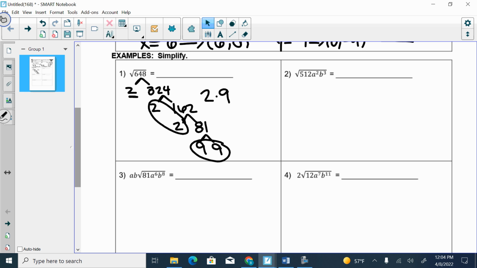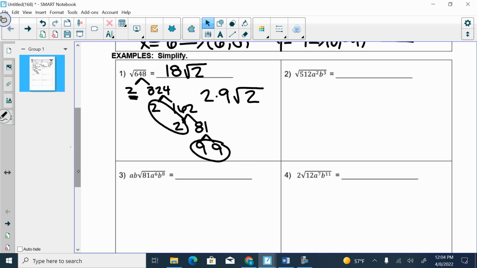Very good. So I'm going to multiply those 2 things together, but what was left over without a pair? So I'm going to have to leave a 2 underneath there. It didn't have a pair. All right, so I'm going to simplify this. What is 2 times 9? Very good. So this is equivalent to 18 square root of 2.